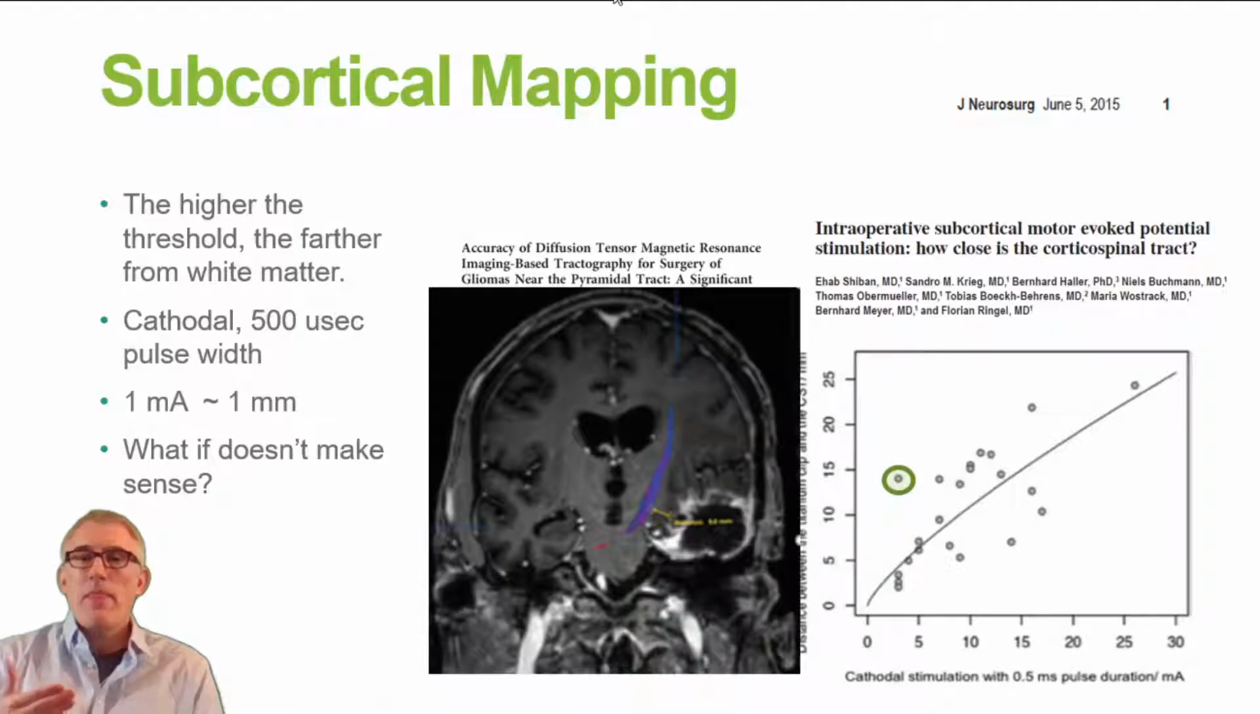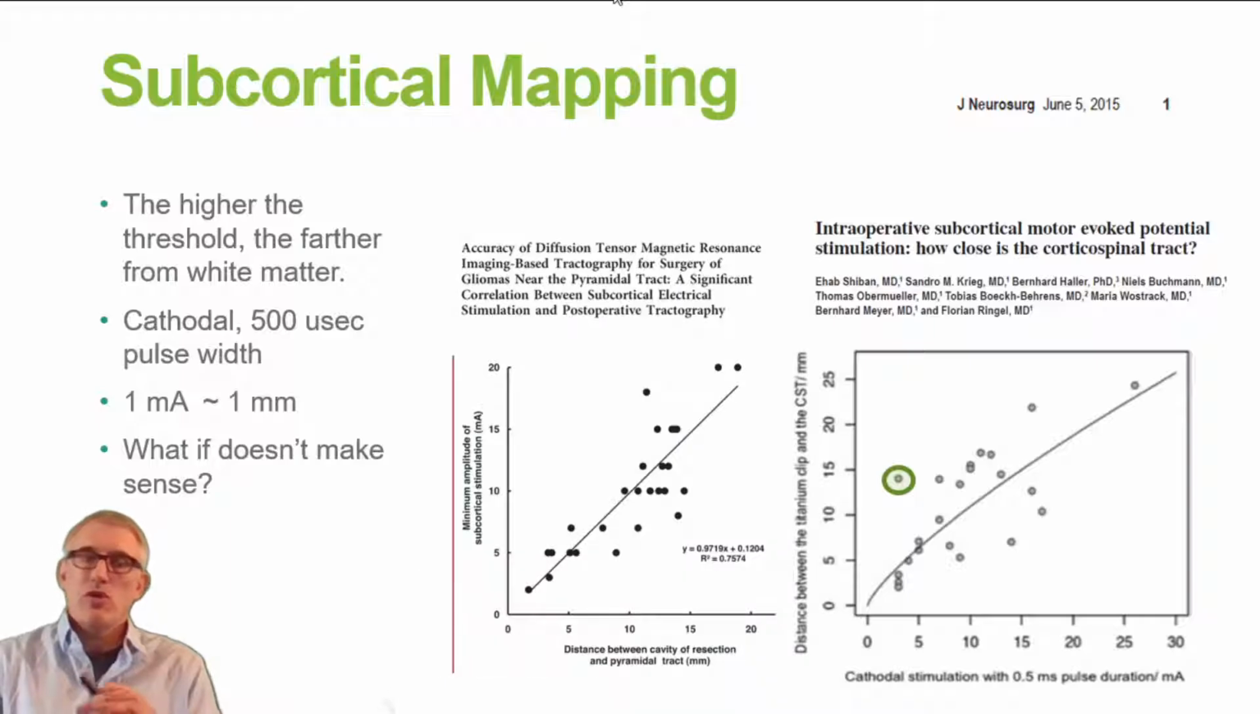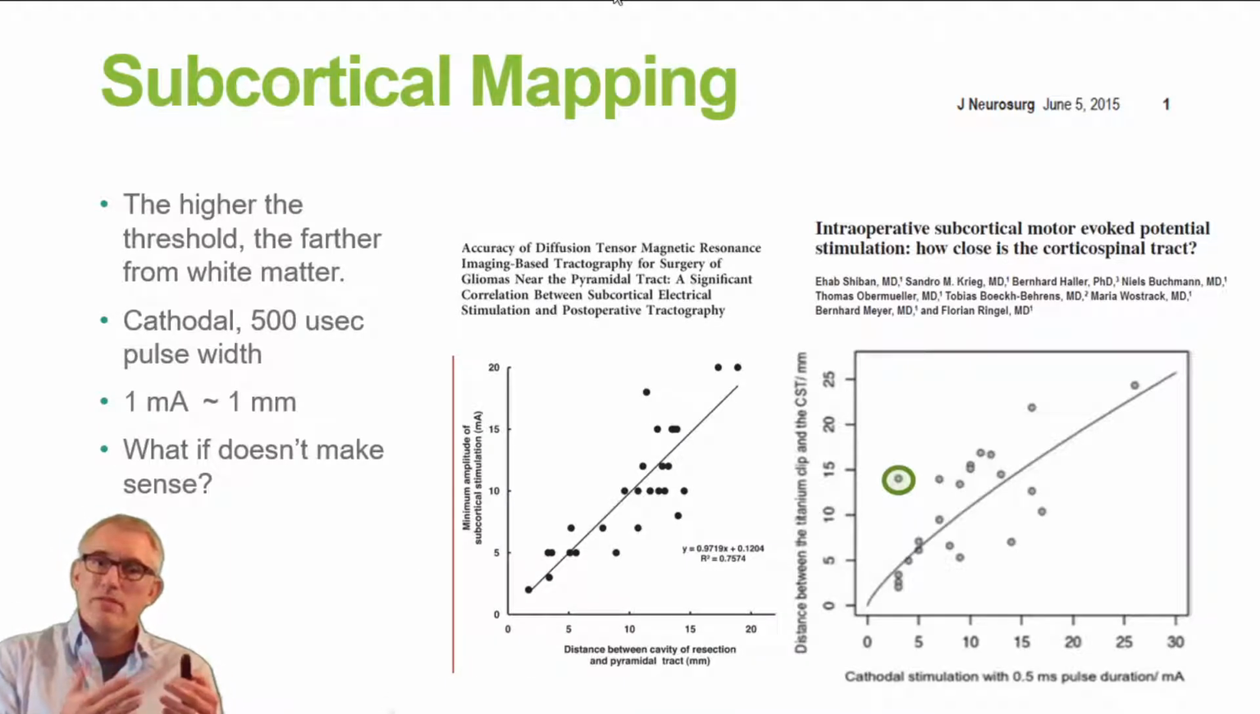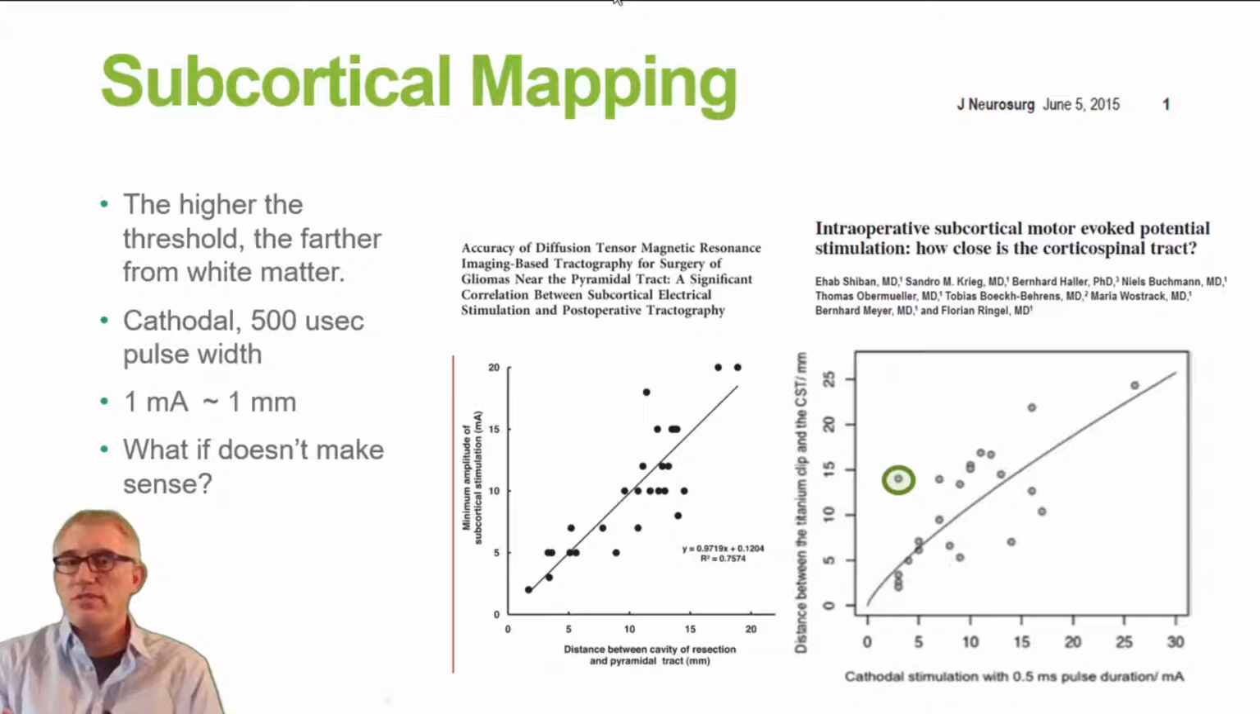One thing to note with a monopolar probe, using cathodal stimulation, occasionally there will be a low threshold response. We'll get a response at 3 milliamps, and that may be incongruent with the imaging data. The imaging data may say you're still 15 millimeters away. Those kinds of false positives can happen. It's rare, but it does happen. And in those cases, you can turn to bipolar mapping to provide an additional assessment.